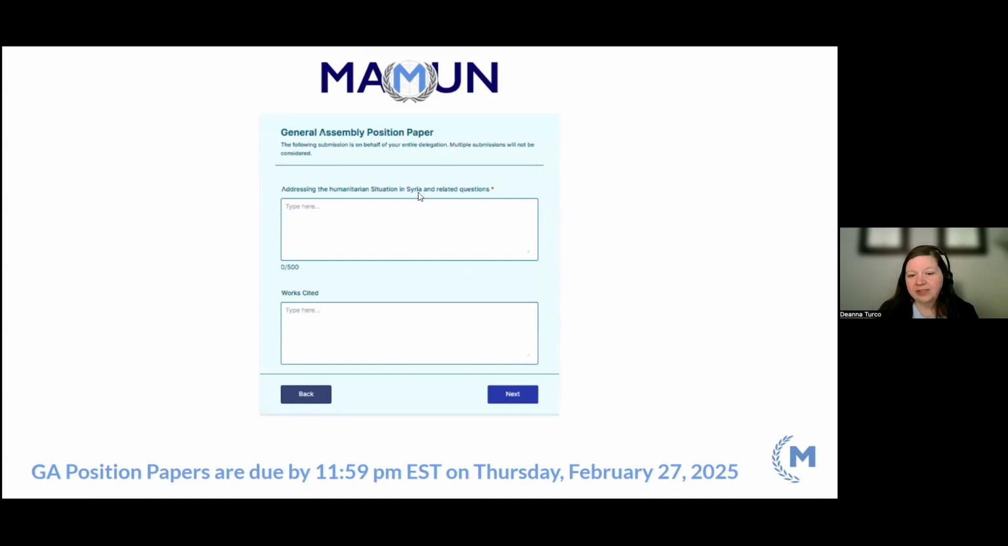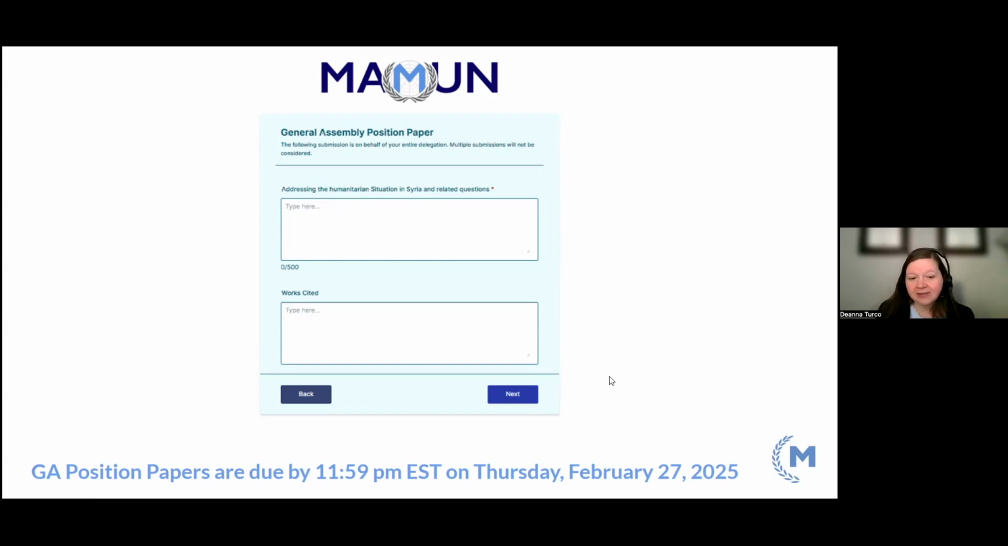Addressing the humanitarian situation in Syria. That's the topic for the General Assembly. You will copy and paste your position paper right into here. You also, if you really wanted to, could type it from the beginning in here. I'm not that trusting. I always want to have it in a different document, do all the edits I possibly can, have the spell check work, and then copy and paste it. So copy and paste it would be my recommendation in here. And then again, with your works cited, put that in here.